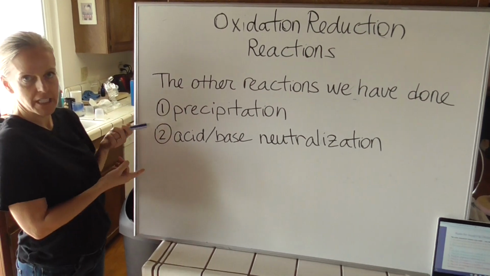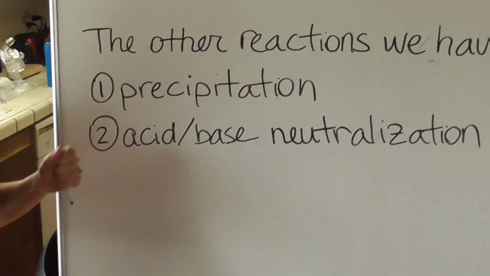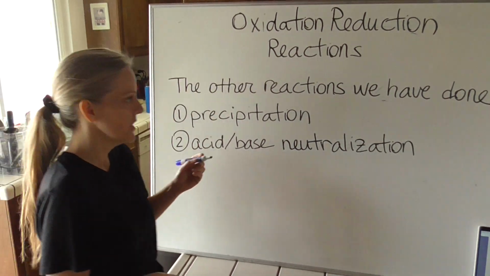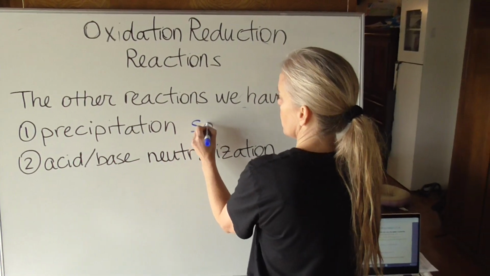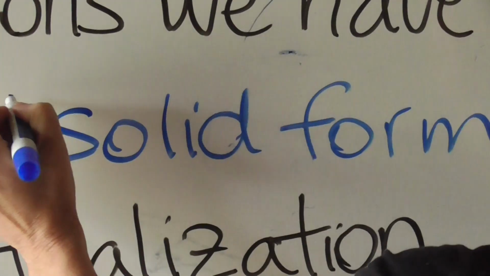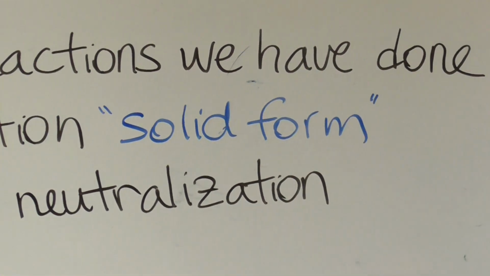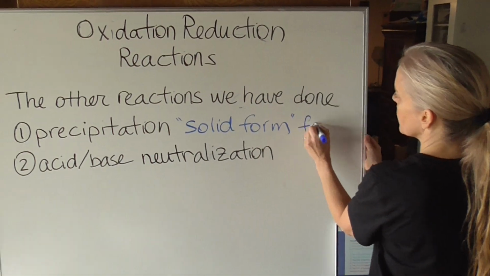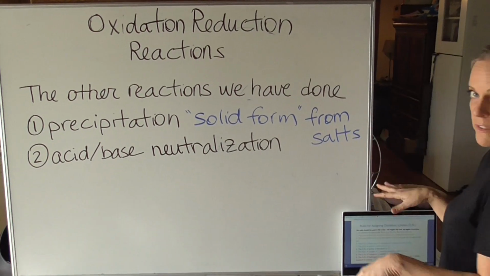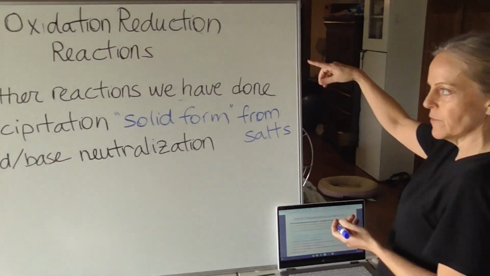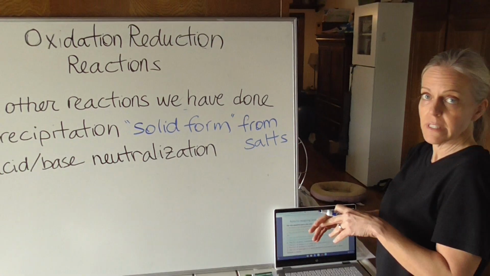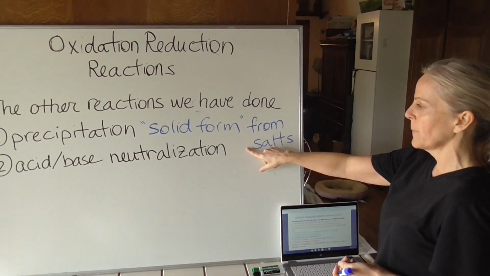So we did precipitation reactions, which, if you remember, the way we knew that it was a precipitation reaction is that you saw that solid form, but the solid was formed from salts. So there might be some solids formed in other reactions, but the precipitation one was where we looked at the solubility table and then figured out a solid was formed.